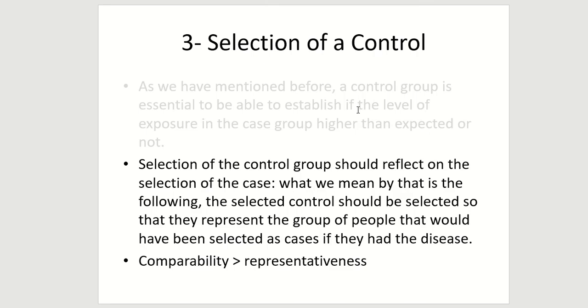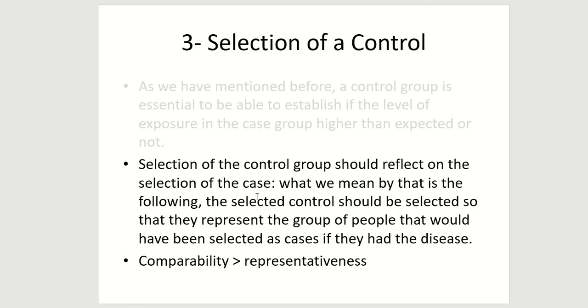So what about the controls? Where do I get the controls and how do I get them? Selection of the control group should reflect the selection of the cases. What we mean by that is the following. The selected controls should represent the group of people that would have been selected as cases if they had the disease. The idea is the following: you do not engage in selection procedures for the controls that will systematically lead you to a different population than the cases in terms of their exposure status.